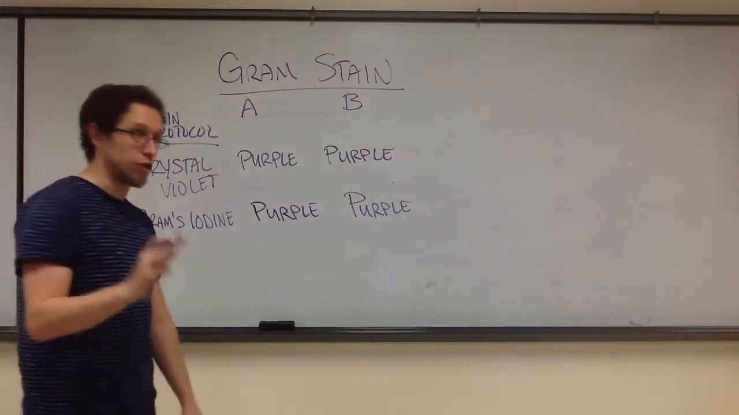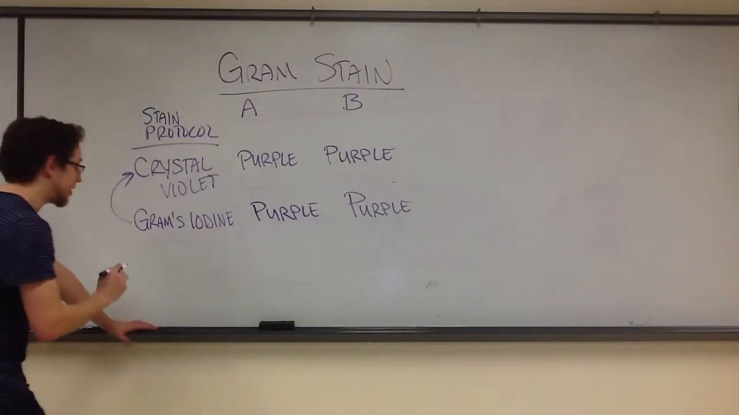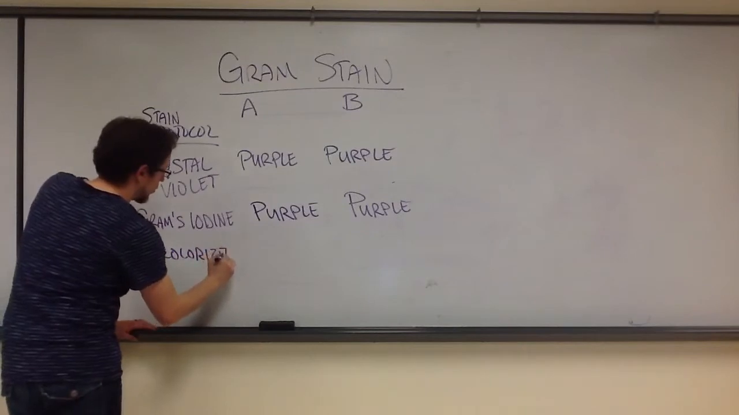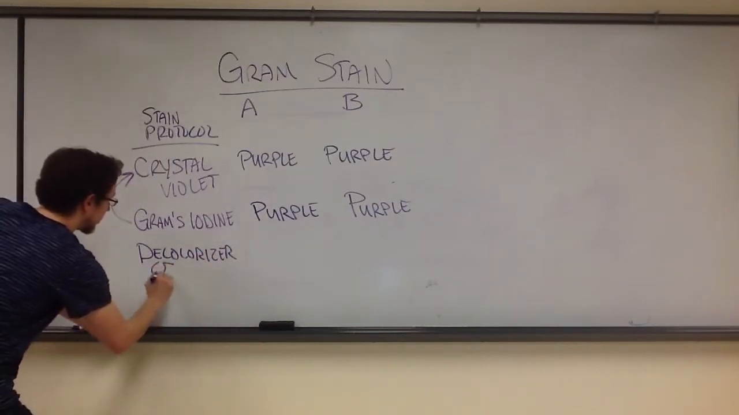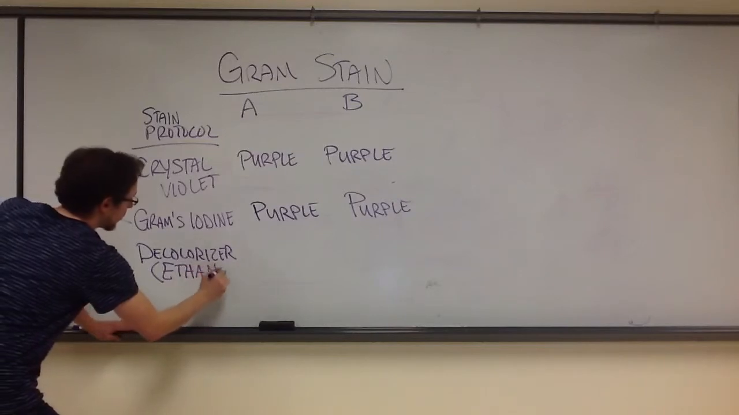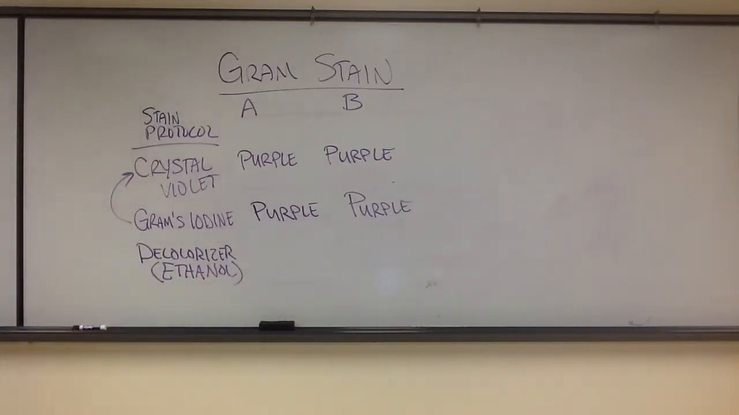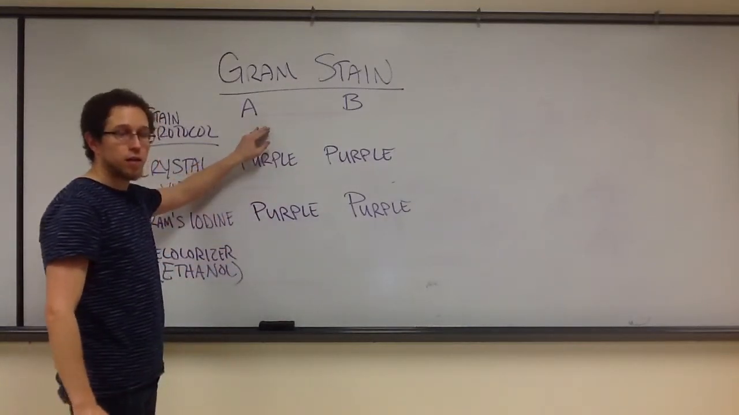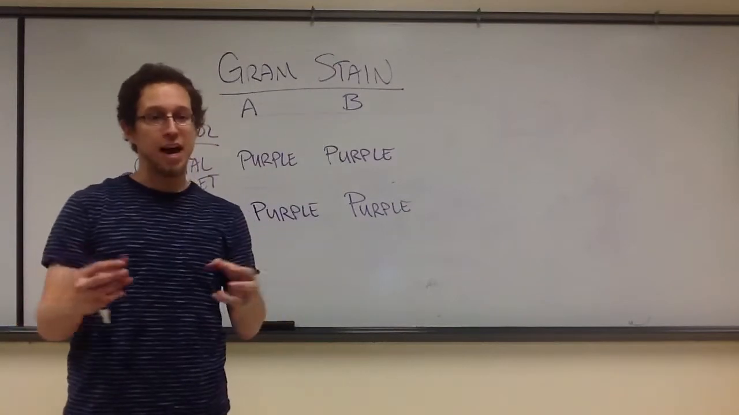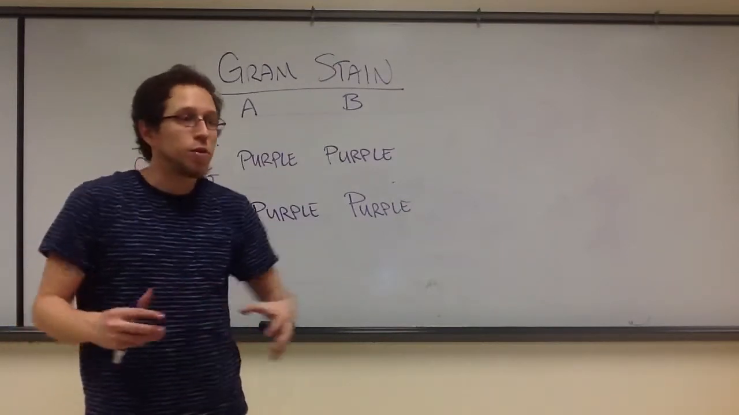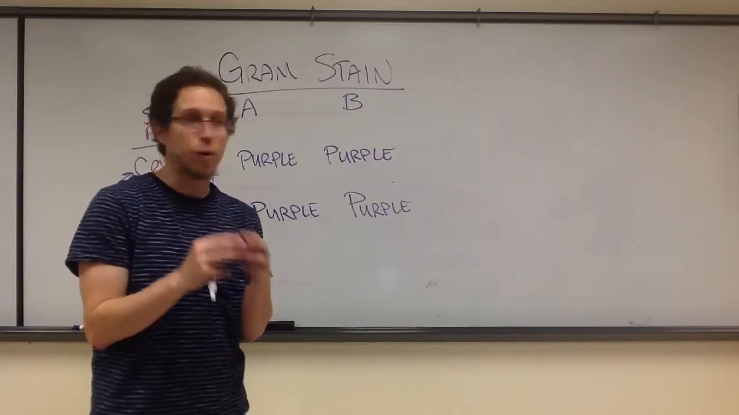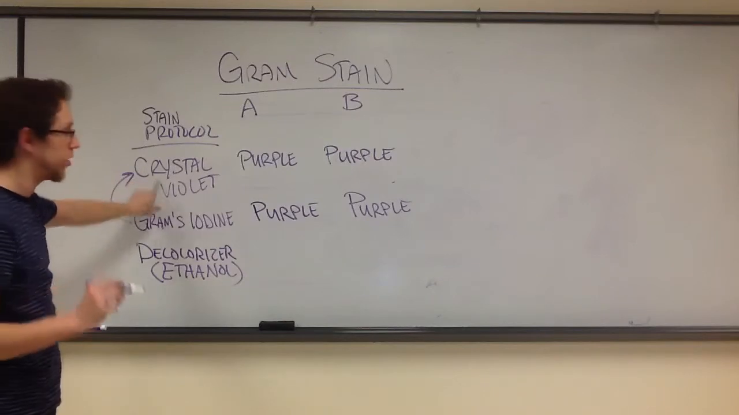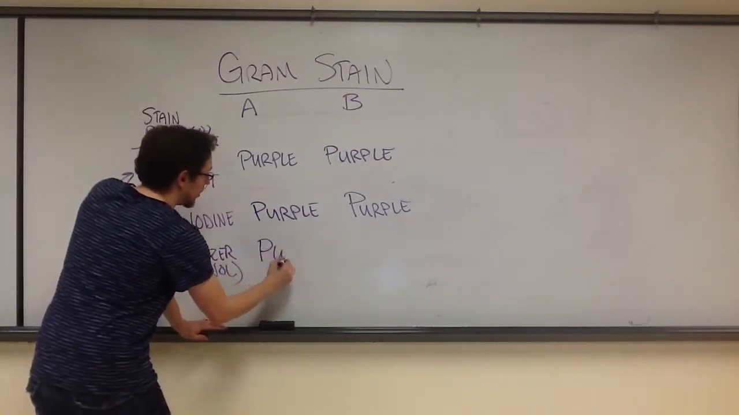The next thing I'm going to do is I'm going to de-stain. I'm going to decolorize, which I do using 70% ethanol. When I do that, two different things happen. In cell type A, the peptidoglycan cell wall dehydrates. And this results in the cell shriveling up and trapping the crystal violet iodine complex inside of the cell and the cell wall. These cells remain purple.